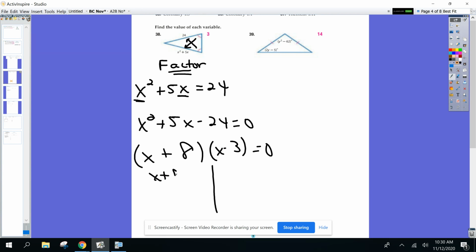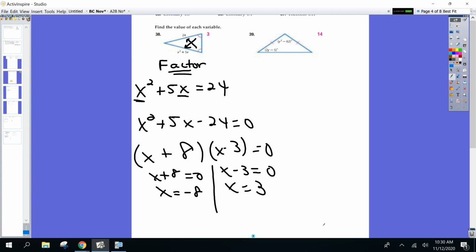x plus 8 equals 0. So one value of x is negative 8. And x minus 3 equals 0. The other value, x equals 3. I did make a mistake on the answer key. I thought I could reject negative 8, but you don't have to.